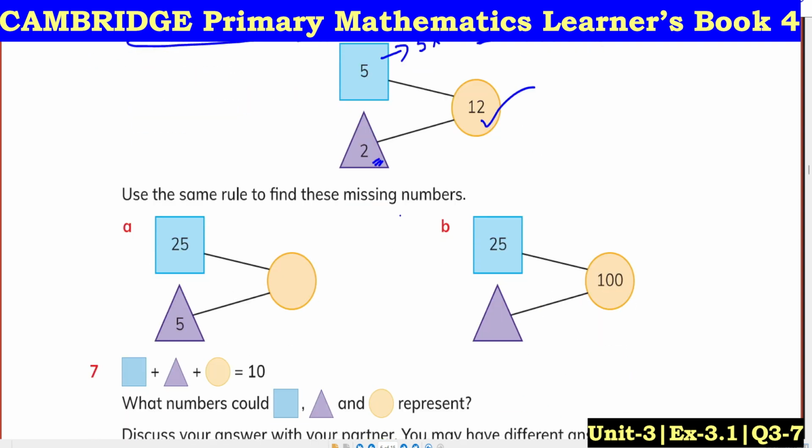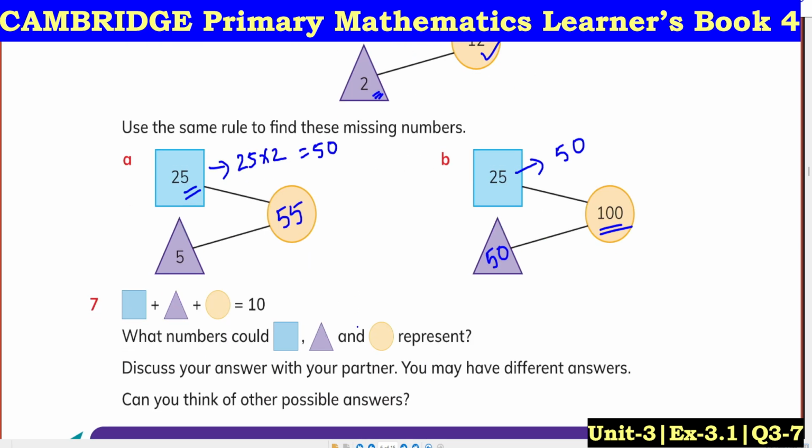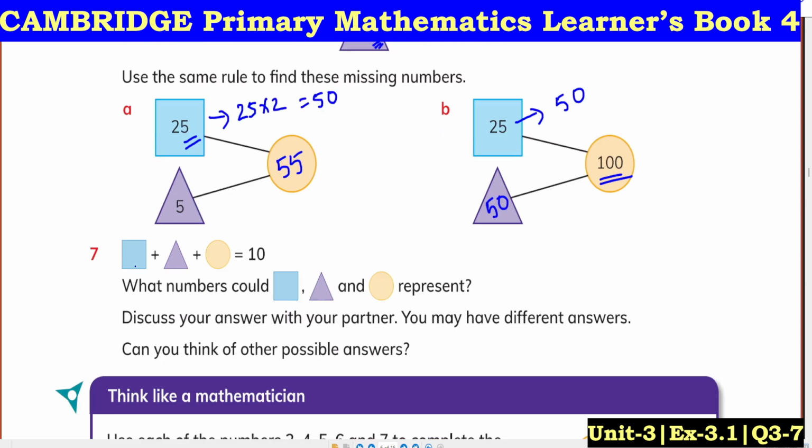Same thing, here is a 25. We should double it: 25 times 2 becomes 50. Now 50 plus 5, here will be 55. Same thing, 25 becomes 50 and here is 100. So 100 minus 50 will be 50. Very simple.